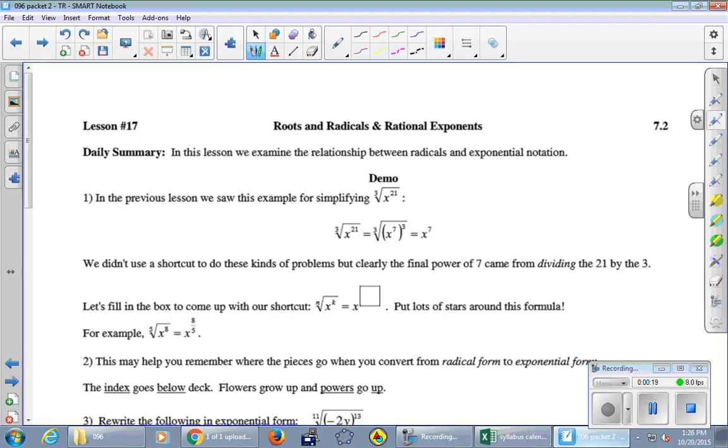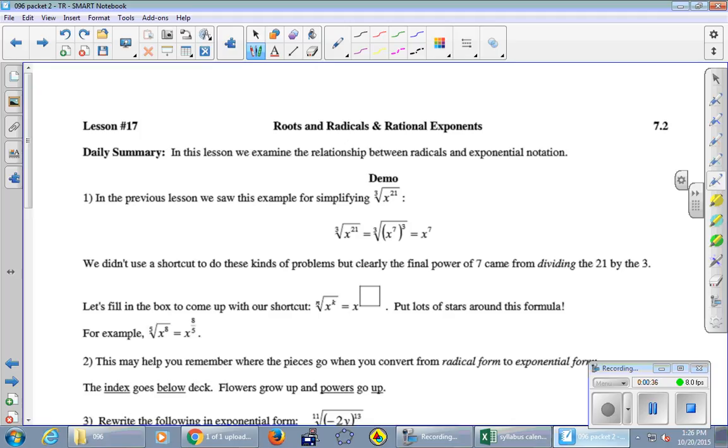In the previous lesson, the one we just did earlier today, we saw this example for simplifying the cube root of x to the 21st. We wanted to rewrite x to the 21st as some stuff to the third, right? Because then we could cancel the cube root and the cubed. So this is one of our new properties. And we just got x to the 7th.